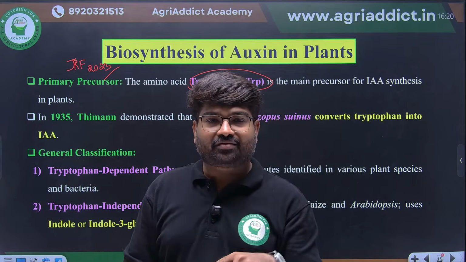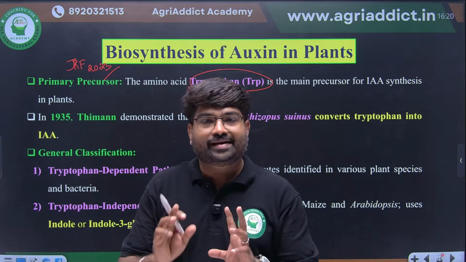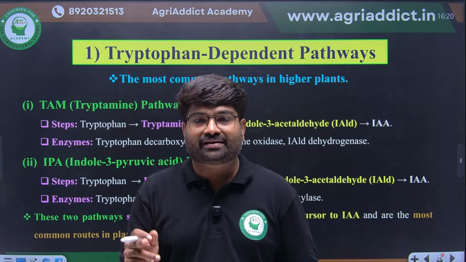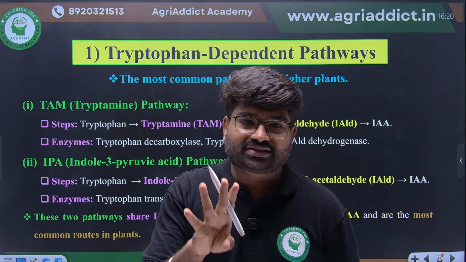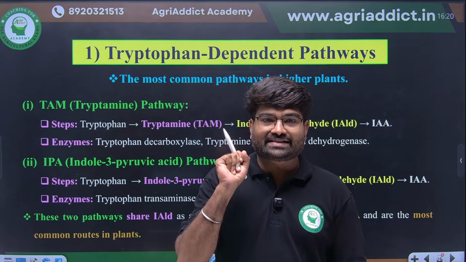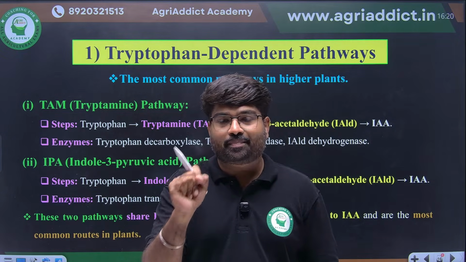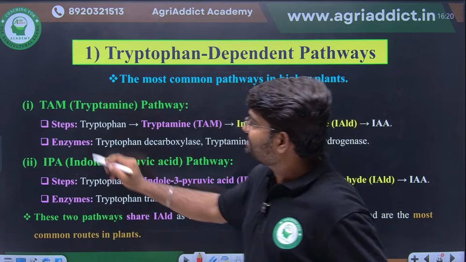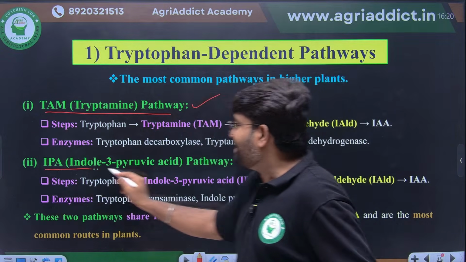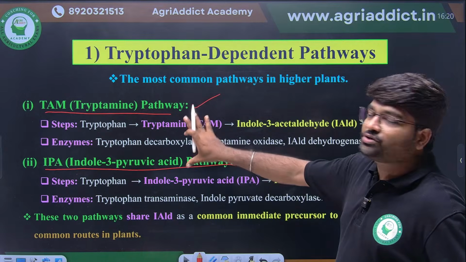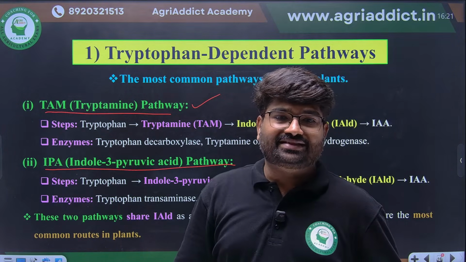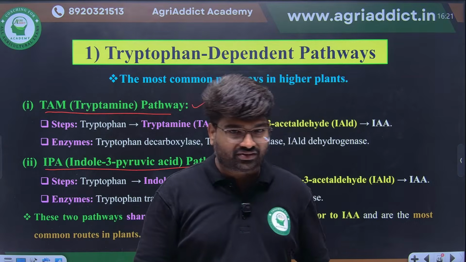Then another pathway is the tryptophan independent pathway. The tryptophan dependent pathway is further classified into four types. This is an important point you have to remember. First is the tryptamine pathway. Then second is the indole pyruvic acid pathway. These two are the major pathways involved primarily in auxin biosynthesis.